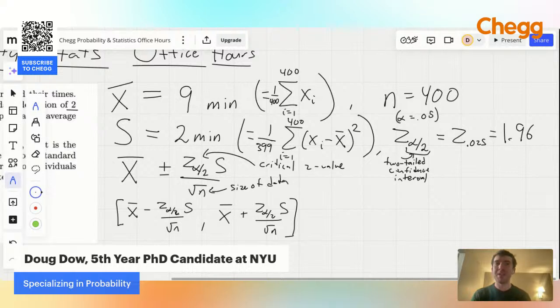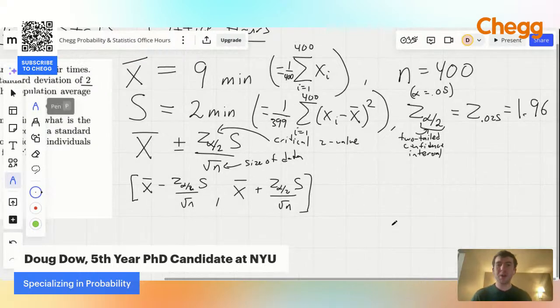The population average is not random. It's just a deterministic number. So what's random is the interval. This interval is a random interval, and what we're asserting is that there's 95% chance that it contains the deterministic population mean. So that's what that means. I think it's sometimes a misconstrued notion, but if you know exactly what it means, it's not too bad. So yeah, we just go ahead and plug these numbers in.